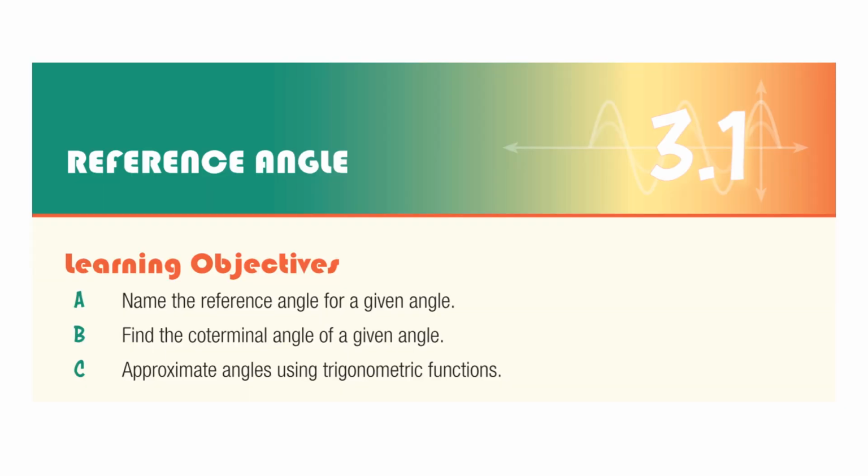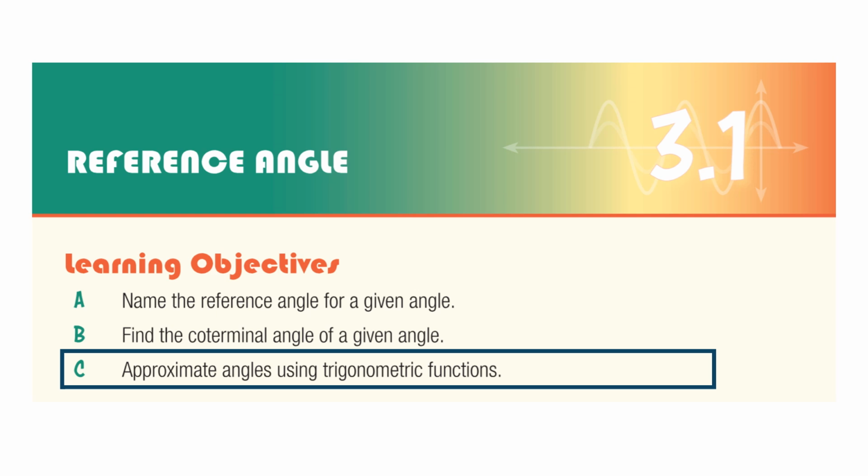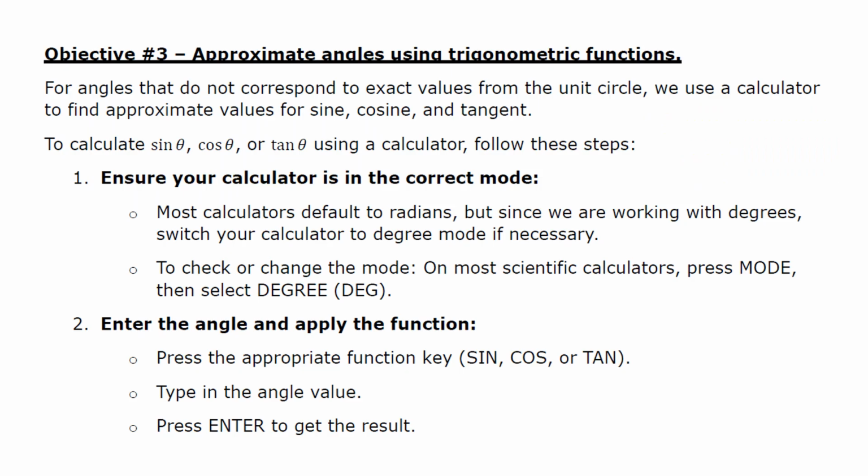Our third objective: approximate angles using trigonometric functions. For angles that do not correspond to exact values from the unit circle, we use a calculator to find approximate values for sine, cosine, and tangent. To calculate sine, cosine, or tangent using your calculator, you're going to follow these steps. The first thing you want to do is ensure your calculator is in the correct mode.